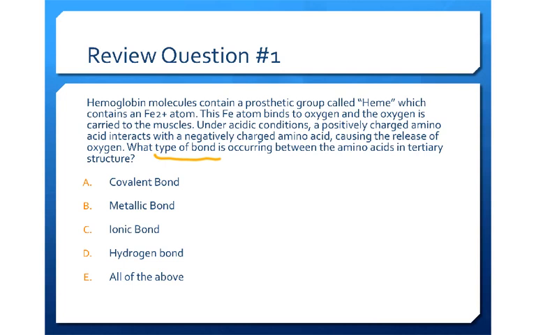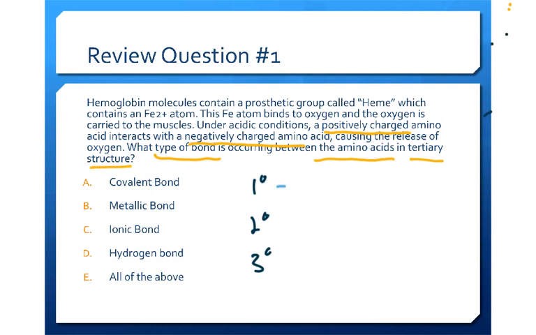What type of bond? So we're talking about a type of bond. It's occurring between the amino acids in tertiary structure. Tertiary structure, okay? And it says, under acidic conditions, a positively charged amino acid interacts with a negatively charged amino acid. So let's reason through this question a little bit. This question is talking about the different levels of structure within a protein. If you remember protein structure, we have our primary structure, our secondary structure, and our tertiary structure.